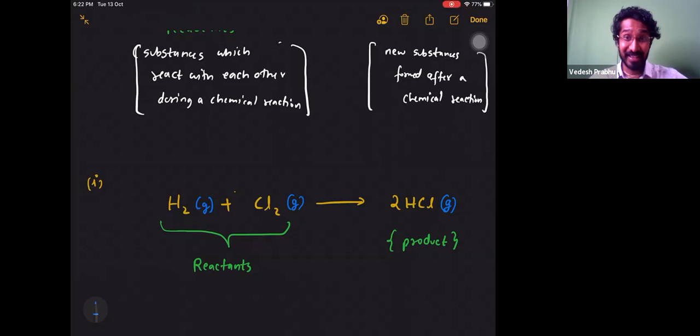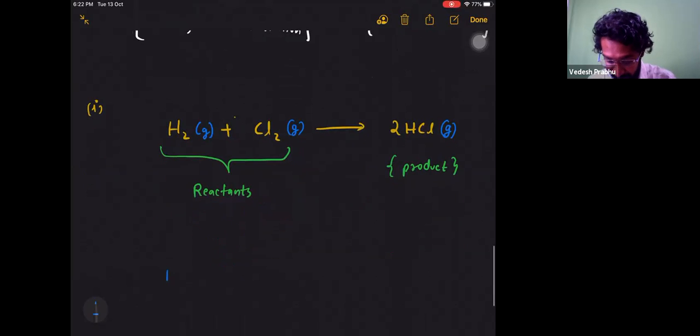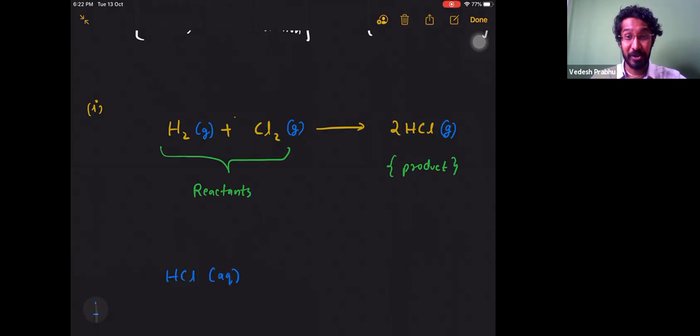The acid, hydrochloric acid, is different. We represent hydrochloric acid like this. For hydrochloric acid, you have to take this hydrogen chloride gas and dissolve it in water so that you have hydrochloric acid. Over here, what we have is HCl gas, hydrogen chloride gas, which is my product.